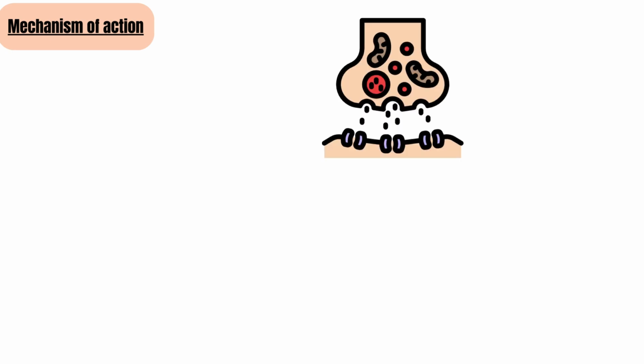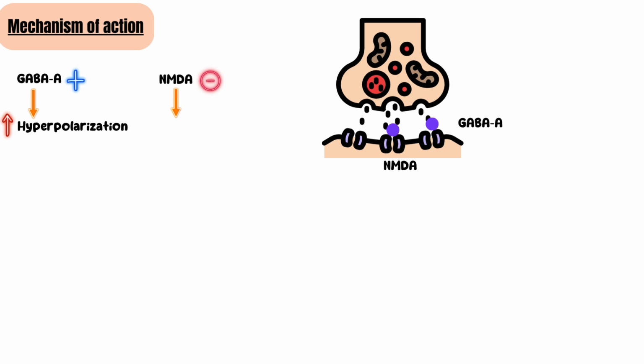Now, what is the mechanism of action of alcohol in our body? First, it binds to the ligand-gated GABA receptor, increasing its hyperpolarizing function. Secondly, it binds to the NMDA glutamate receptor, decreasing its depolarizing action. In this way, alcohol causes a decrease in the action potential, resulting in sedation and hypnosis.